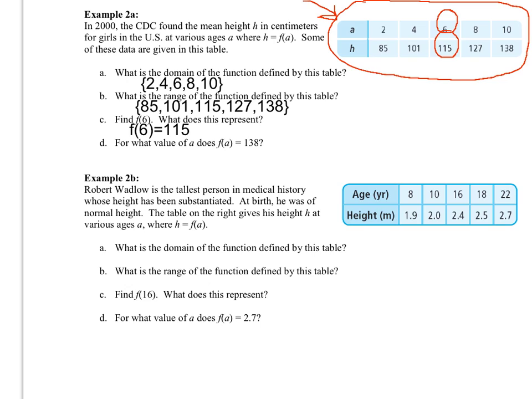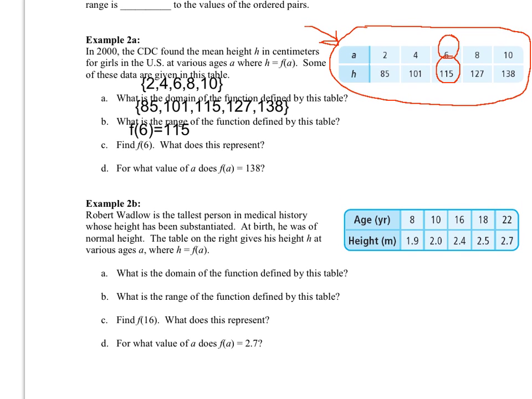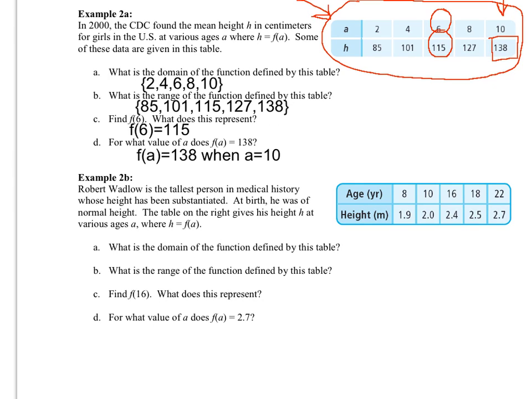And then finally part D, for what value of A does f of A equal 138? Now they want to know the value for A when f of A equals 138. If we look at our chart, that would be our height, our h, because h equals f of a, and 138. Our a value is going to be 10. And you can see I wrote that in there. f of a equals 138 when a equals 10. So that means at 138 centimeters, the age would be 10.